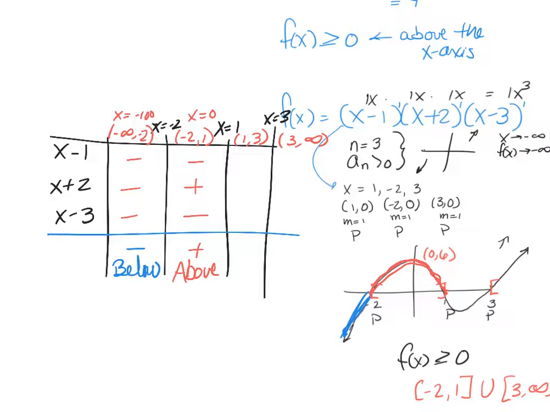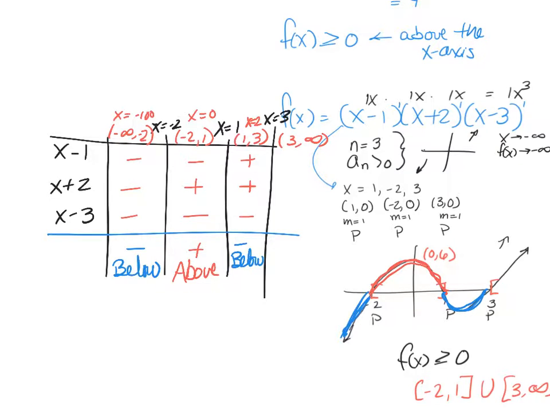Now I'm going to choose something between 1 and 3, so I'm going to choose, say, 2, because I'm just wild that way. I'm going to put 2 in there, and I'm going to get positive, positive, negative. That tells me I am below the x-axis because of an odd number of negatives, and this confirms my graph that I am below the x-axis.